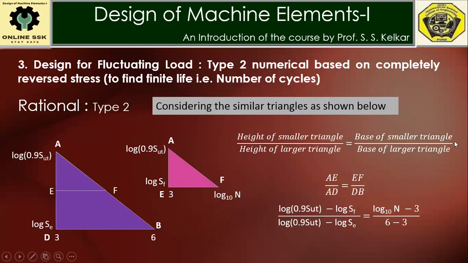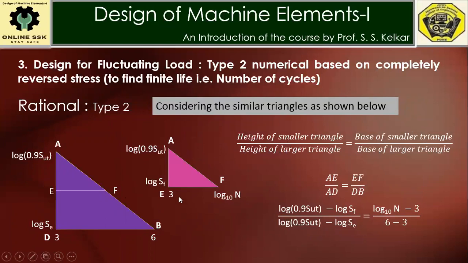We have not considered that here, but if you want, you can also write that here. Height of smaller divided by height of larger is equal to base of smaller divided by base of larger is equal to hypotenuse of smaller divided by hypotenuse of larger. So the height of the smaller is AE, the height of the larger is AD, AE upon AD.